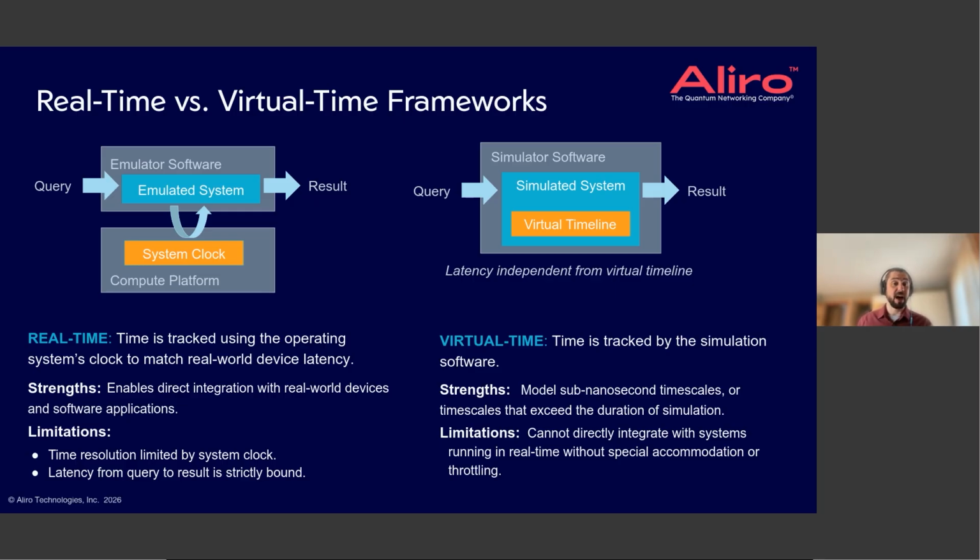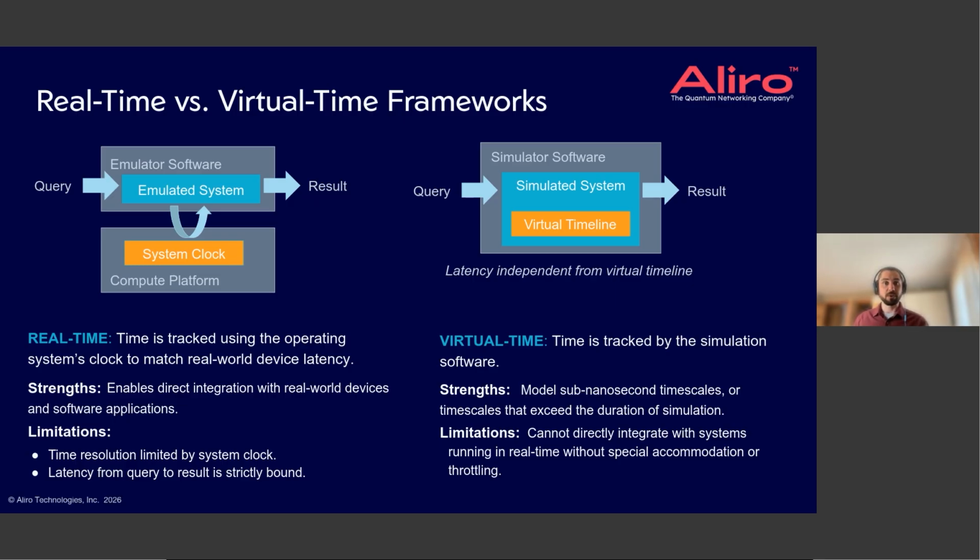Now, the advantage of having a real-world or real-time clock is that this enables us to integrate with real-world devices more seamlessly because everything is operating against the same time, which is just the time tracking that we use in standard compute infrastructure. Now, virtual time, on the other hand, is totally independent of the real-world clock or wall clock time. Virtual time is tracked within the simulation framework as another property of the simulated system.